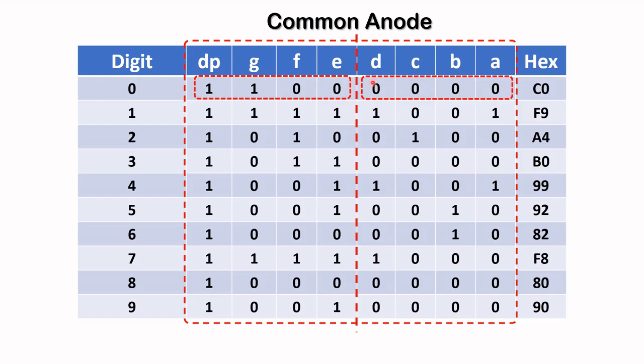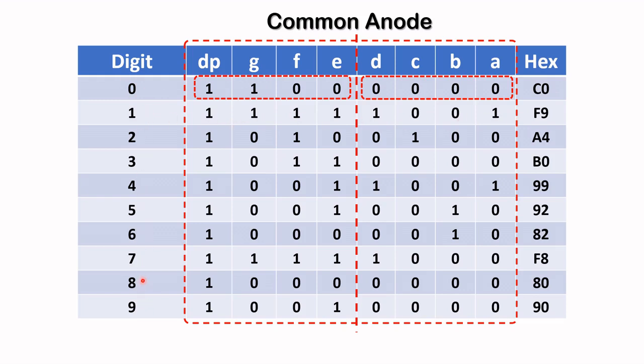And if you translate this binary code to its hex code, this will be 0, and this one here would be C. So the hex code that you need when you program the 7-segment is C0 for digit 0. And the same applies to the rest of the digits.